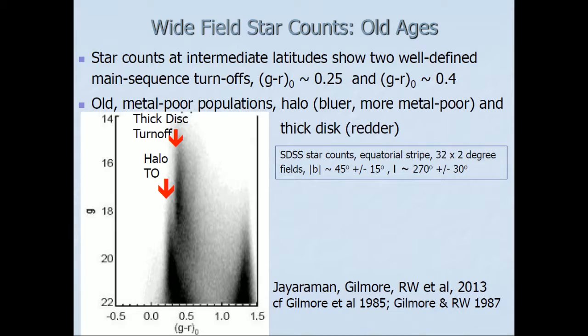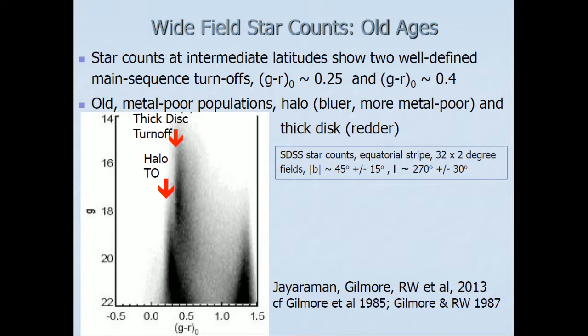So what do we see when we look up and do star counts? These are star counts at intermediate latitudes. That means galactic latitude about 45. This is Sloan. What you see are two very well-defined main sequence turnoffs. Apparent magnitude versus color. When you have a system with a very slowly varying density profile, as the thick disk and the halo do, then you basically see at ever increasing faintness the turnoff, the brightest stars on the main sequence at blue color. So we can see one turnoff that's a bluer one and a redder one.